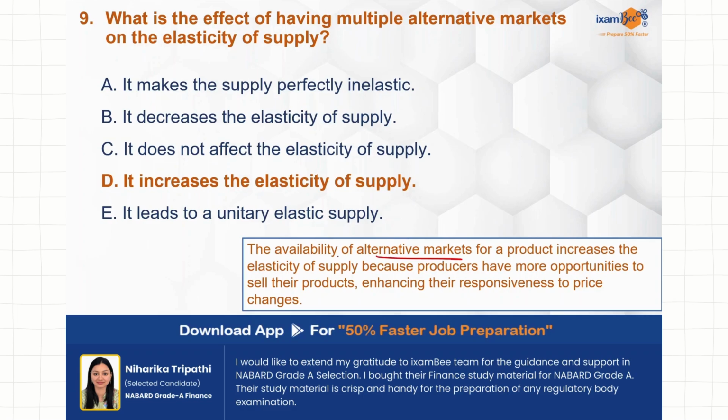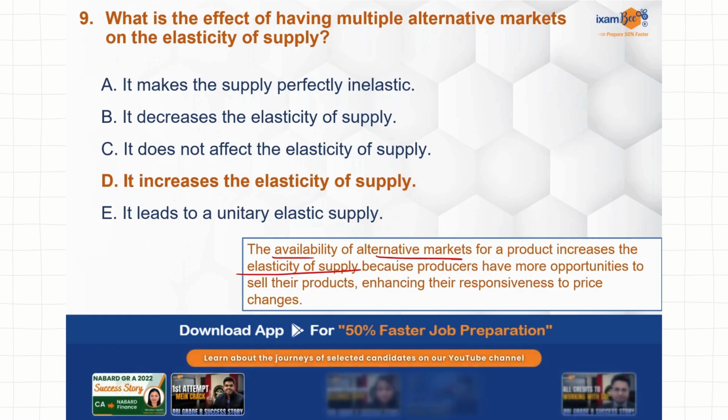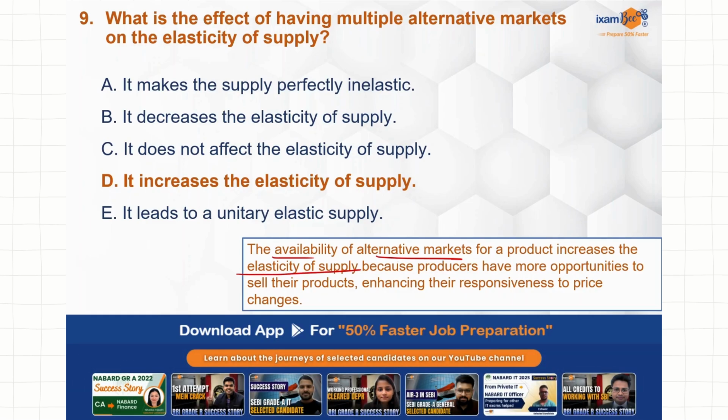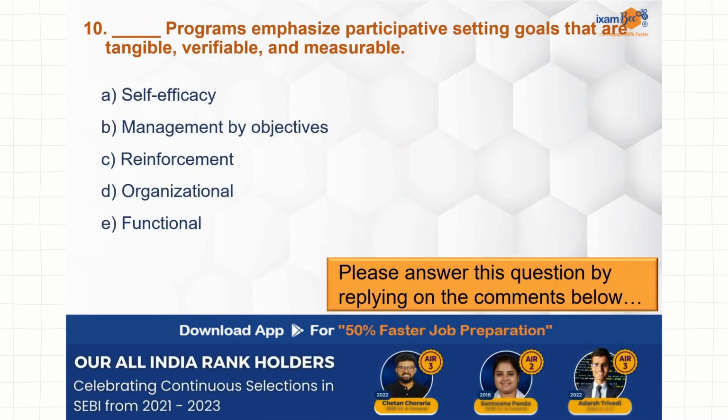Because an alternative market is available for the products. So this will be increasing the elasticity of supply because producers have more opportunities to sell their products. तो alternative market exist कर रहा है, producer अपना product कहीं पे भी बेच सकता है. So this will in turn increase the elasticity of supply.